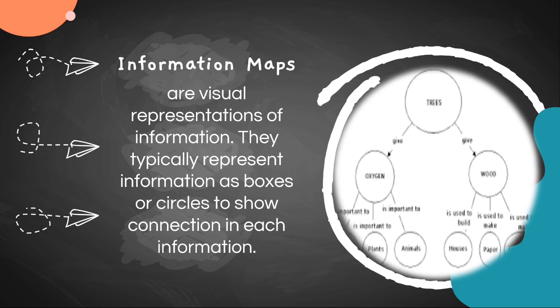What is the main topic found in the information map? Excellent! The main topic is the trees. What are the subtopics found in the information map? That's correct. The subtopics are the oxygen and wood together with their supporting details. So these are the supporting details.